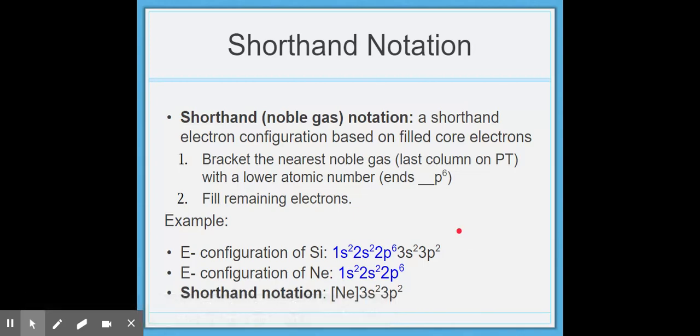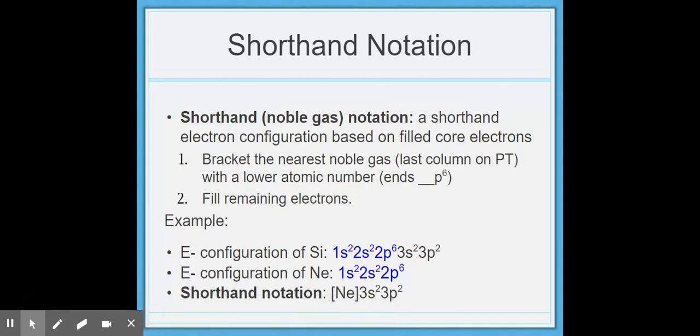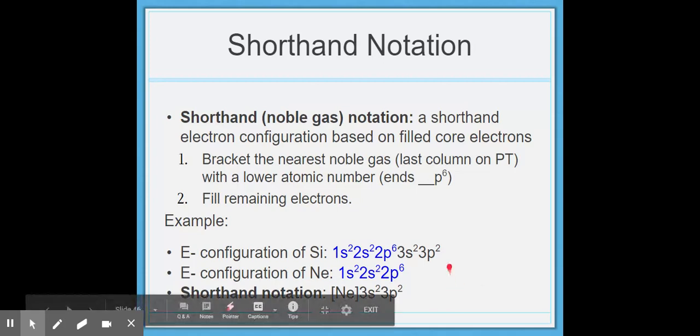But say I wanted to draw an electron configuration of silicon versus neon. Notice that this part that's in blue is identical. Okay, so this blue part is actually my electron configuration of neon. And so what I can do in shorthand notation is be like, okay, well, if that's the same, I can just summarize it by putting that in a box. And so I do that by putting it in brackets. And so my shorthand notation puts the symbol for neon, which is Ne, in brackets, and then whatever remaining electrons I have. So the non-blue part here.